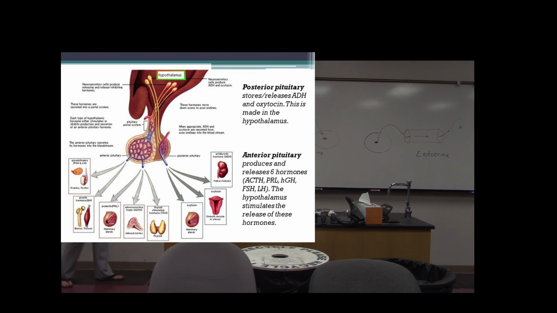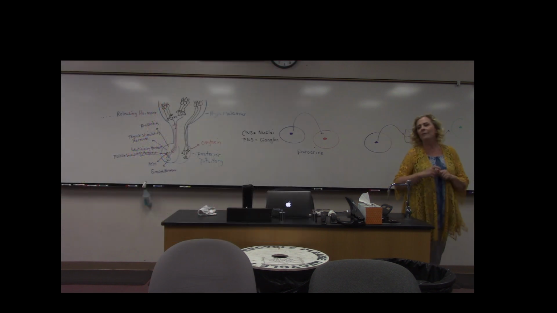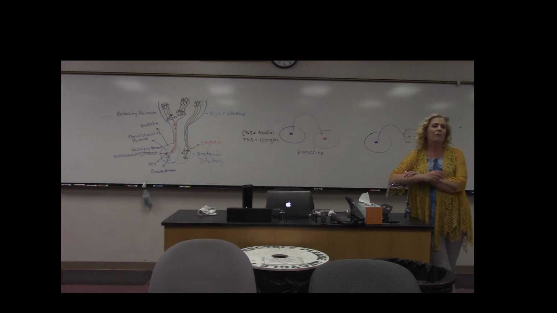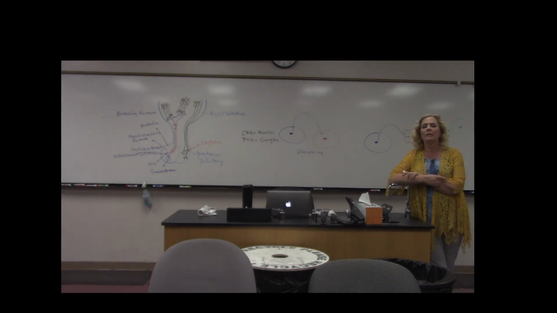The posterior pituitary releases oxytocin. And we'll talk about this more, but just for now we'll say this is the cuddle hormone. I love this research. I love oxytocin research because when they first started doing research in oxytocin, they didn't know what the heck it did. Except they know that oxytocin affects the female breast and affects breast milk production.